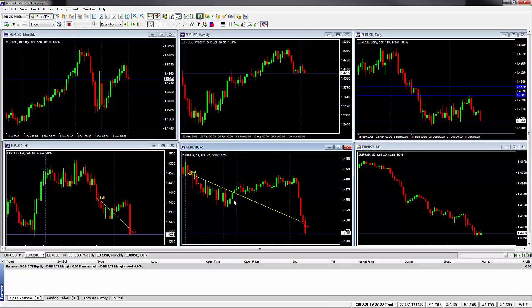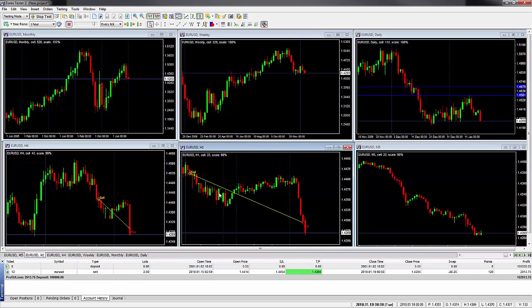Finally, we get to our target. So you see, if we look at our account history here, we risked $1,000 on the trade and we actually made $2,913. We had to pay a swap for holding overnight. But here you see, we took $1,000 risk and we made almost 3 times that.